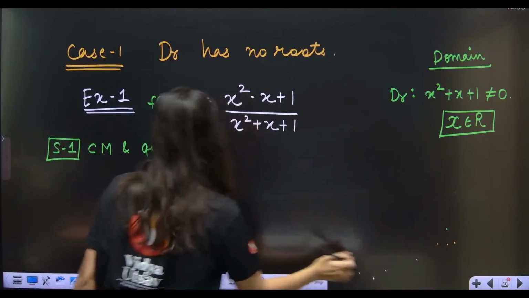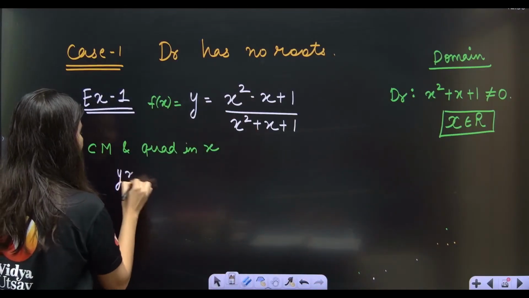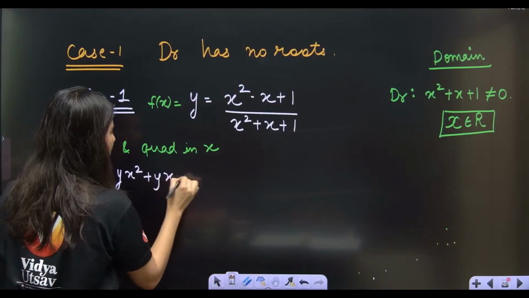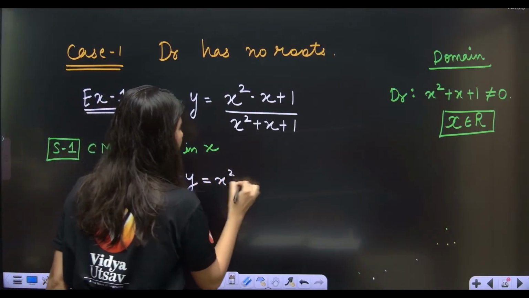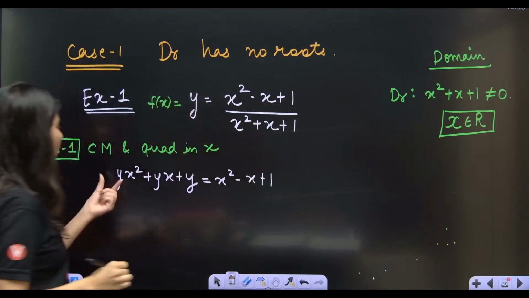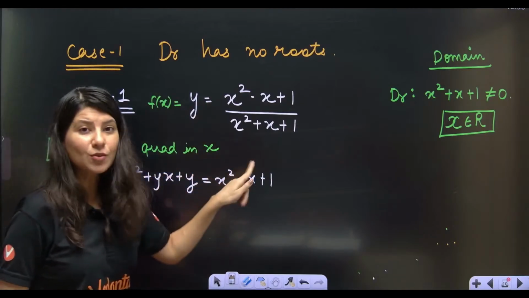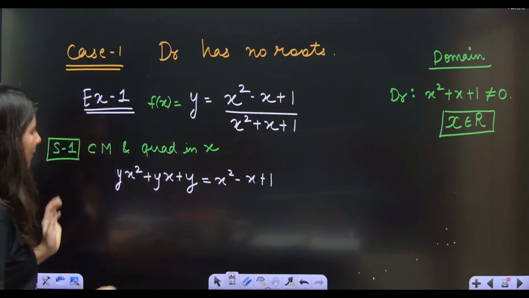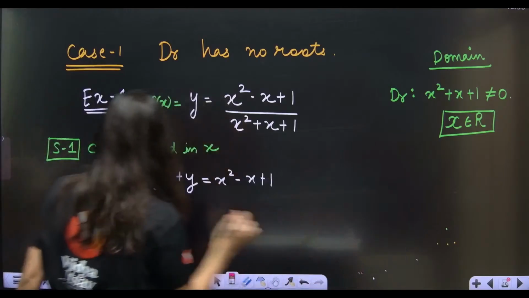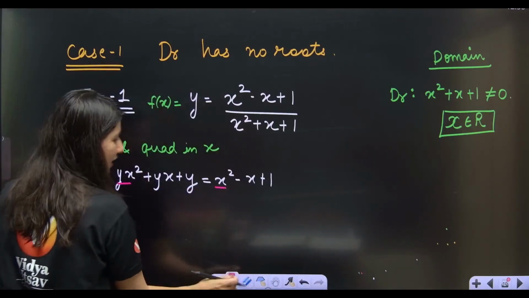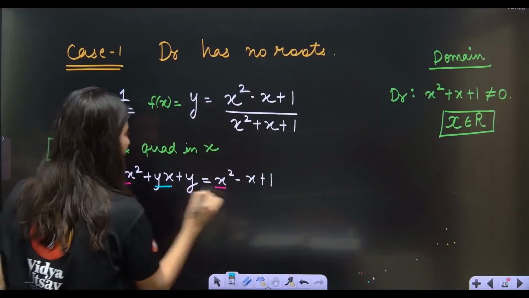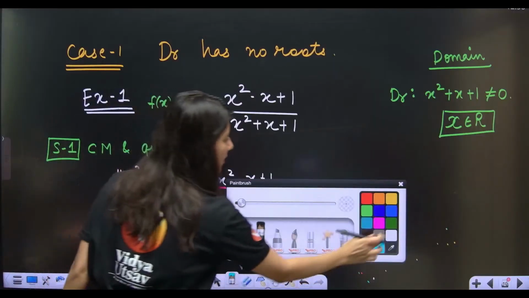So, okay, ma'am, let's start. yx square plus yx plus y is equals to x square minus x plus 1. So, ma'am, cross multiplication done, and now we need to make a quadratic in x. What we will do is keep the x square terms together, so these two will be together. Then all the terms which are x should also be together, and then the constant terms together.